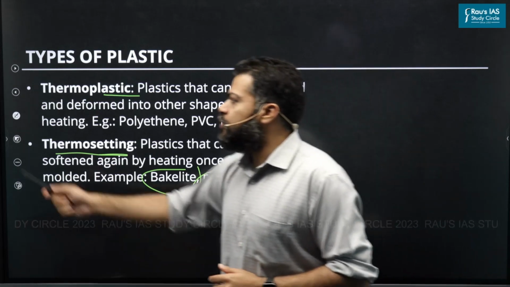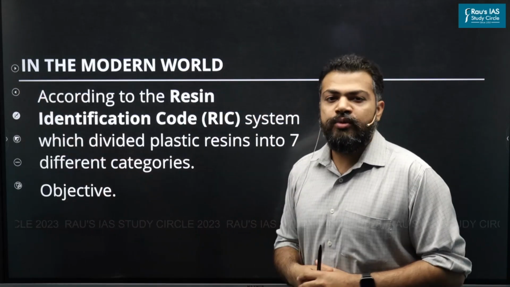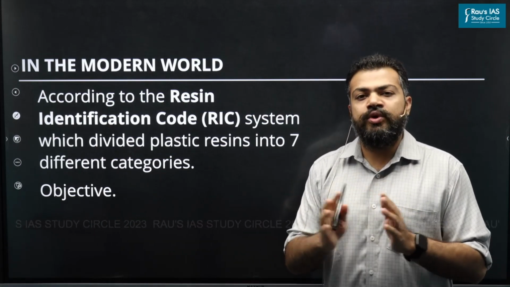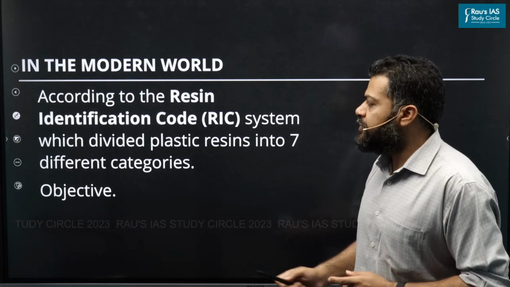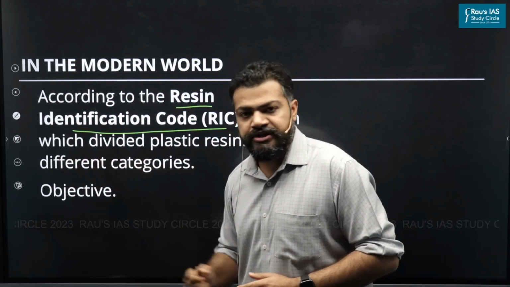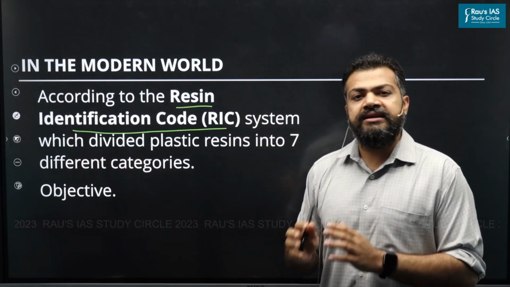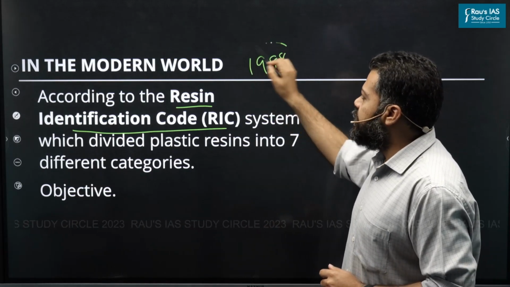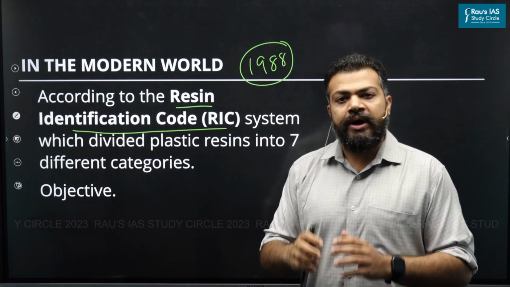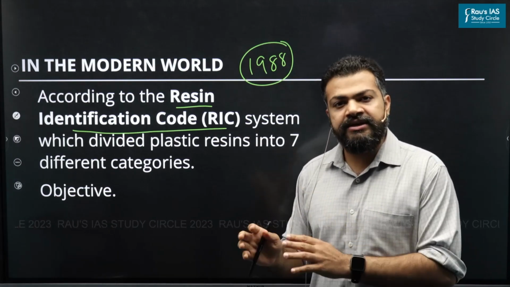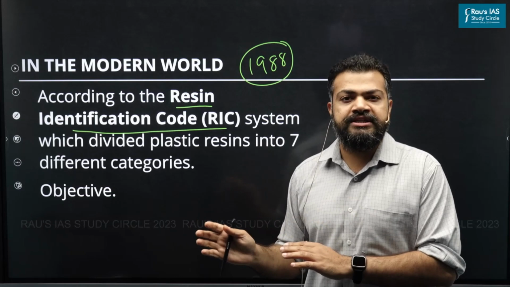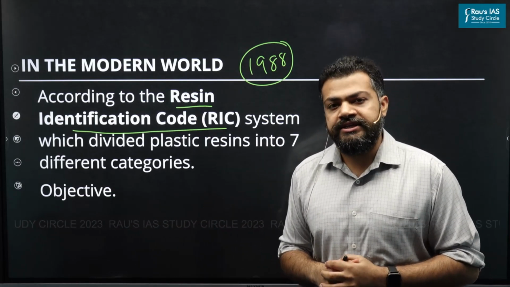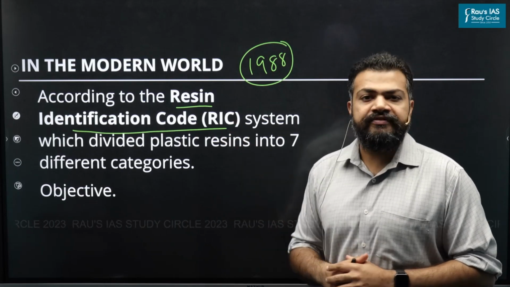So we have to go one step ahead, and in the modern world, we classify plastic in a much more detailed and a much more holistic manner. So we have something called the Resin International Identification Code. It's an international identification code which was adopted in the year 1988, and all countries are expected to identify plastic and their substitute resins in the form of the identification code mentioned under RIC. It is called Resin Identification Code.